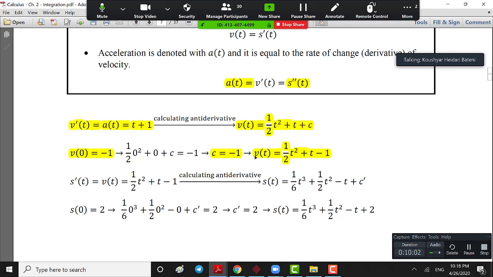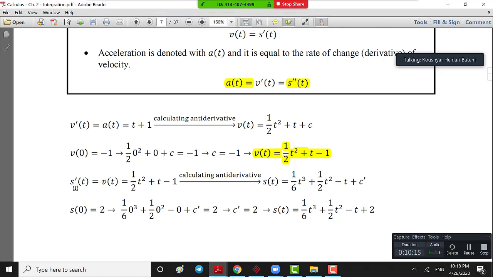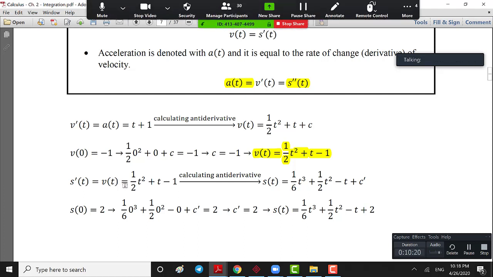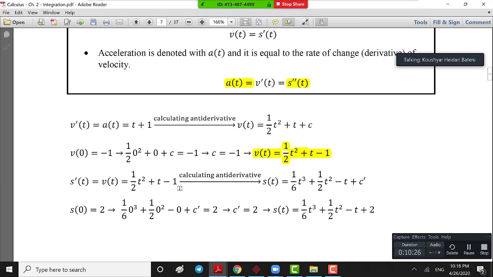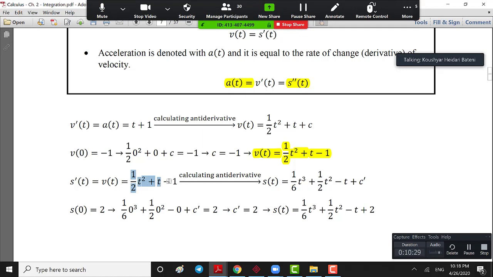Now that V is determined, we are one step closer to finding S, because S prime is equal to V, which is equal to this. Now, if we calculate the antiderivative for this function, what are we going to reach?